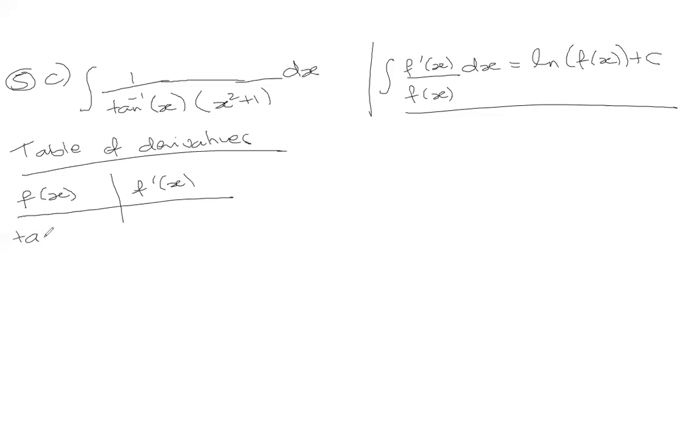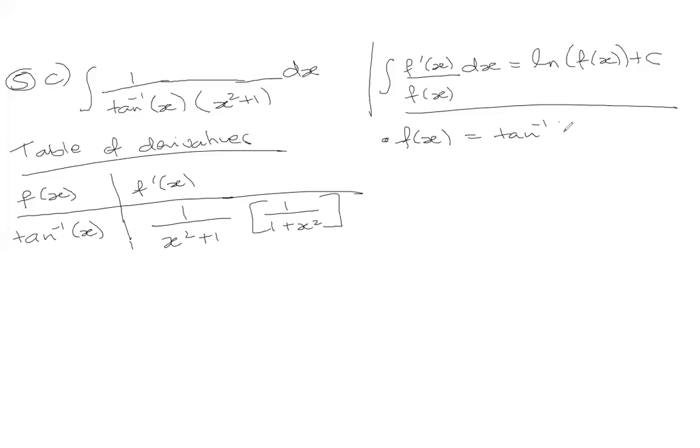And then you can find tan inverse of x on this side, and that corresponds to 1 over x squared plus 1, right? It's given as 1 over 1 plus x squared, but it's the same thing. So based on this, you can see that in our question, our f of x is tan inverse of x, and our f dash x, the derivative of that, is our 1 over x squared plus 1 term, right? So that's over here.